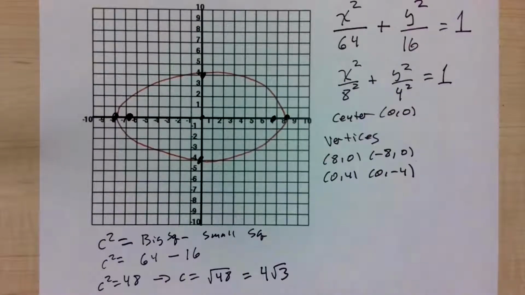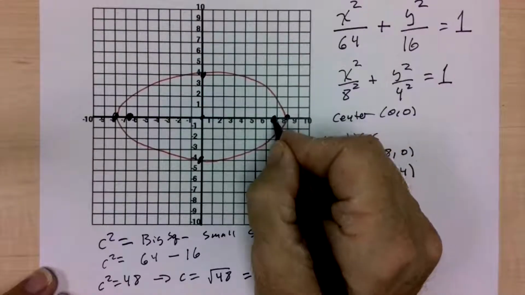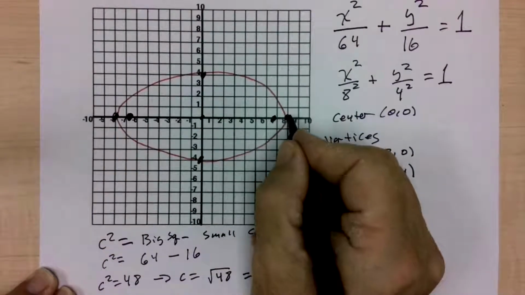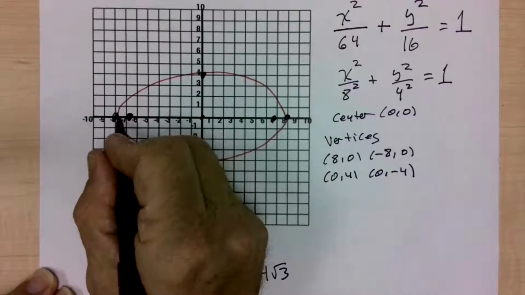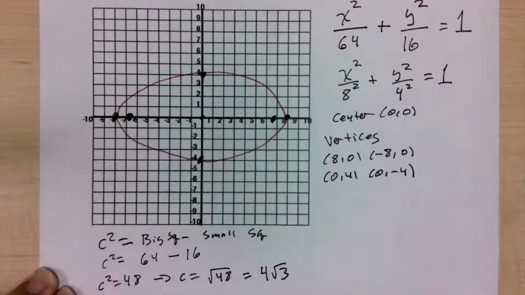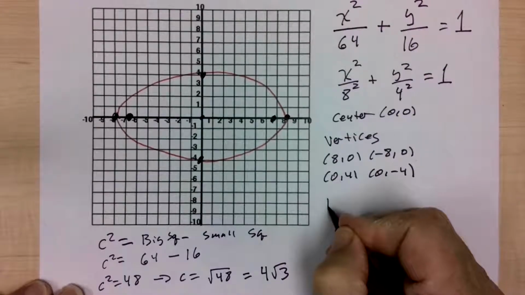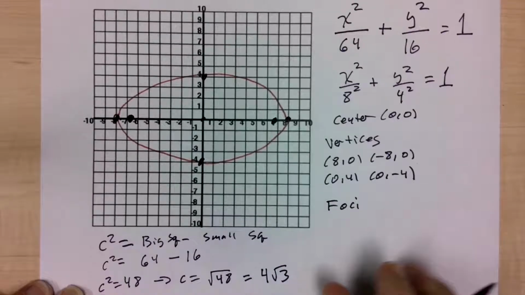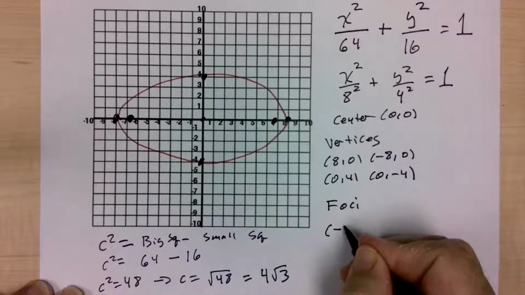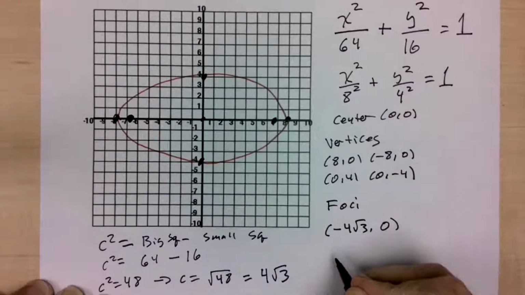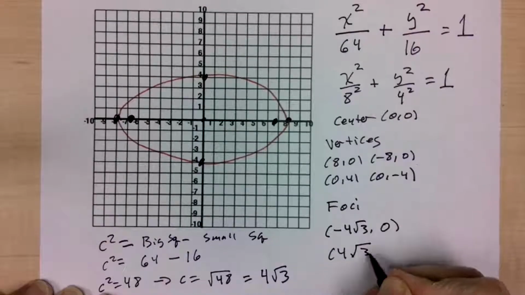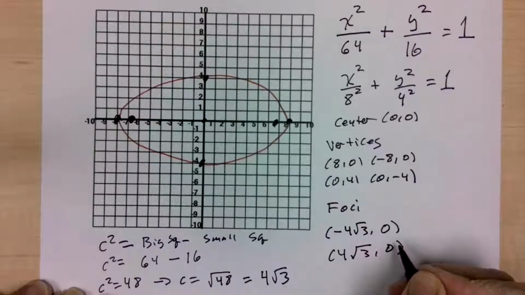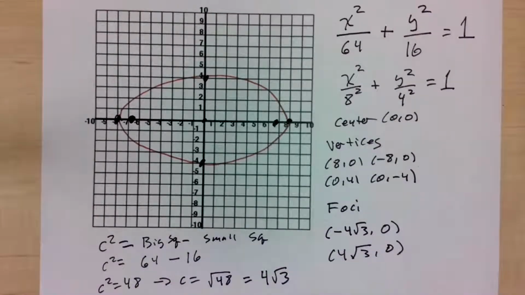So that's where our two focal points will be, and it's kind of obvious to see the distance from there to there plus the distance from there to there is the same as the distance from this focal point to this vertex plus the distance from that focal point to that vertex. So what is the location of our two focal points, our two foci? On the major axis this time is horizontal, so it will be -4√3, 0, and +4√3, 0.